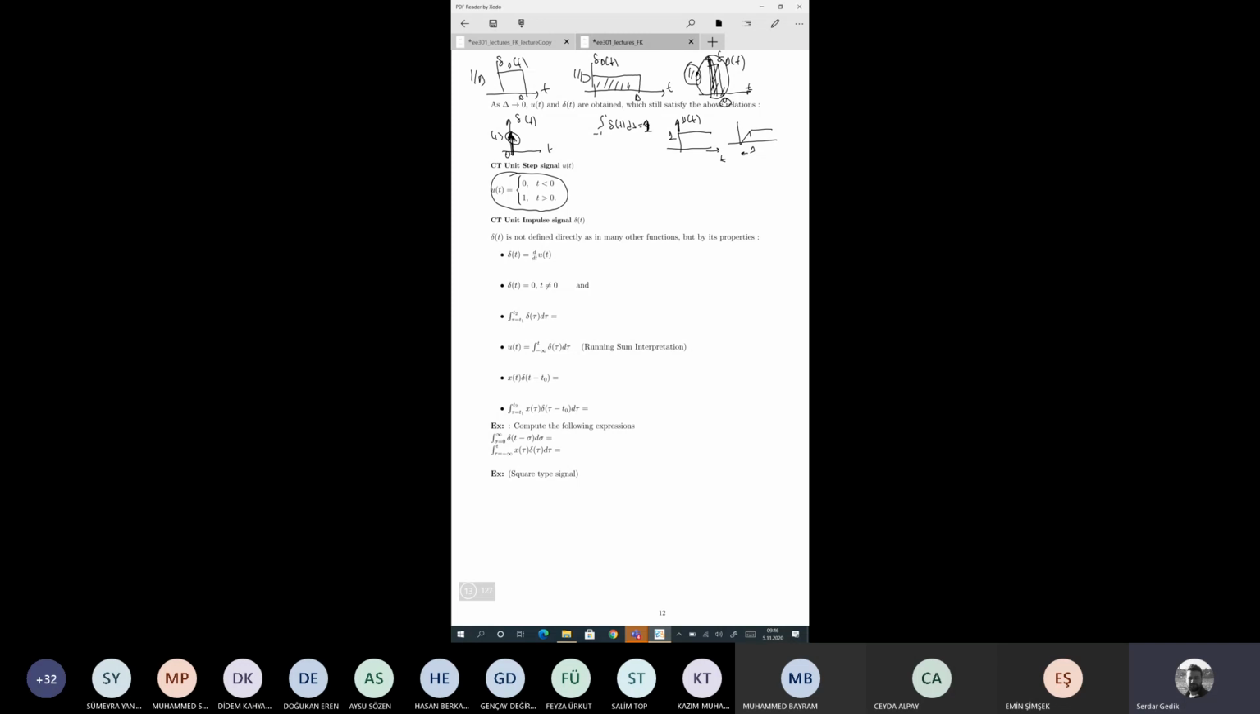So I have some very important properties. First one is this: impulse of t is the derivative of u of t. So du(t)/dt is simply delta t. And delta t is equal to 0 if t is not 0. And if you integrate delta from t1 to t2, let's once more draw this impulse.